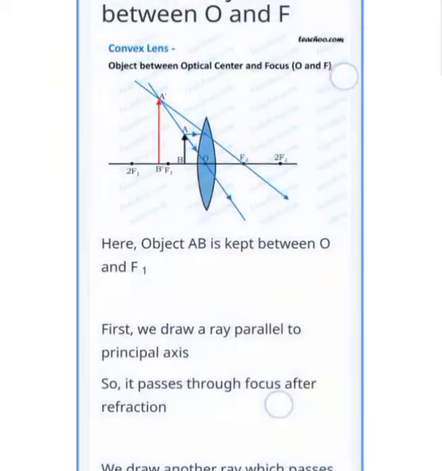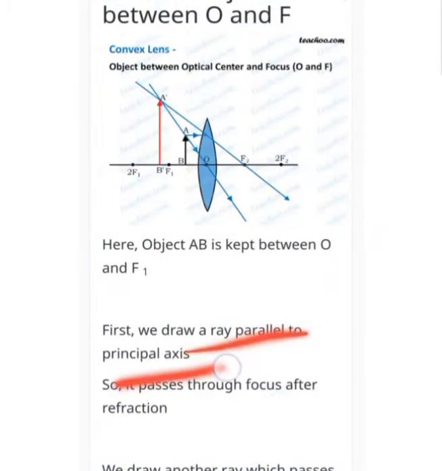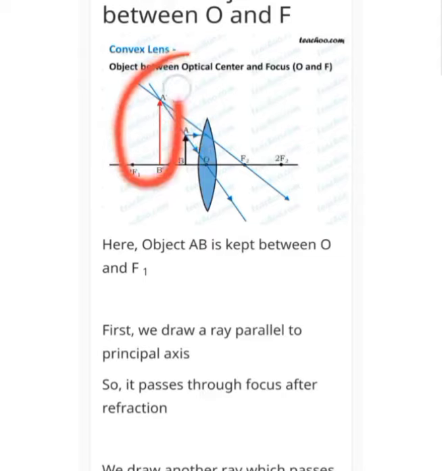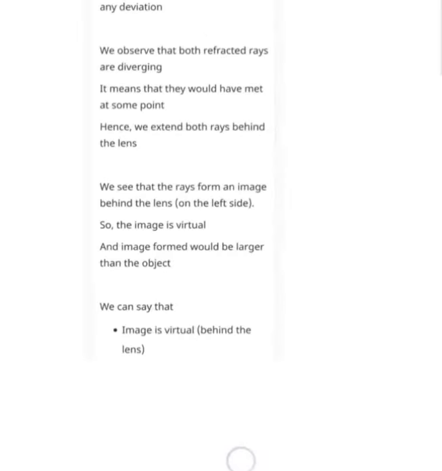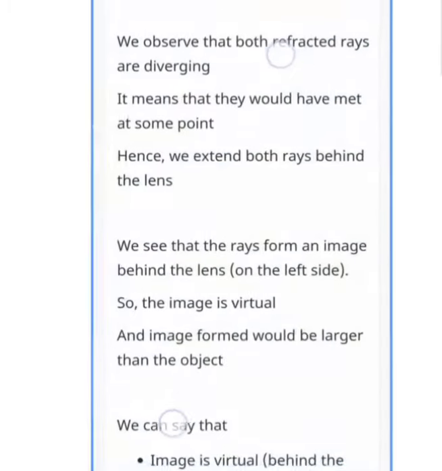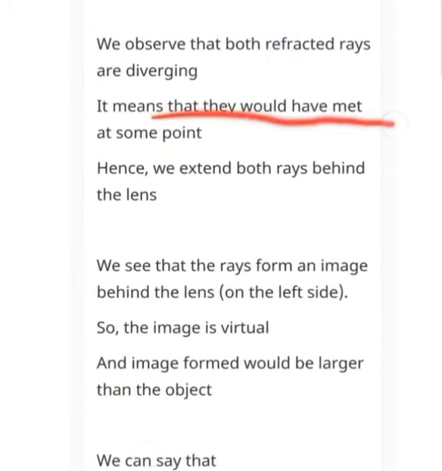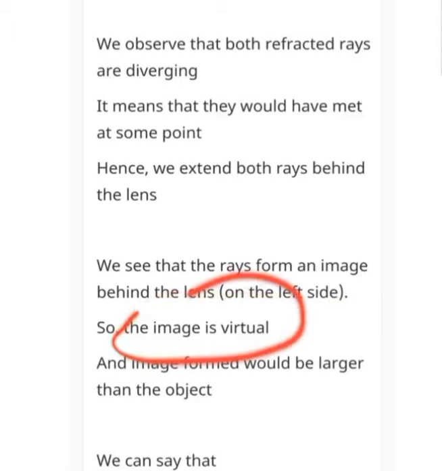So first we draw a ray parallel to the principal axis, so it passes through focus after refraction, and we draw another ray which passes through the optical center, and at the point where they meet, we will say that this image is magnified, virtual and erect. So we observe that both refracted rays are diverging. This means that they would meet at the same point, hence we extend both rays beyond the lens. We say that the rays form an image beyond the lens on the left side, so the image is virtual.